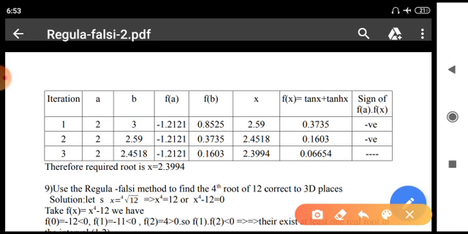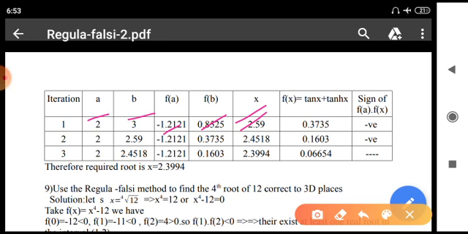First step, a is 2, b is 3, f of a is minus 1.2121, f of b is 0.8525. So if we apply the formula, we get x value as 2.59, f of x 0.3735, but you have to be careful, it is a trigonometric function. We have to use calculator in radian mode.